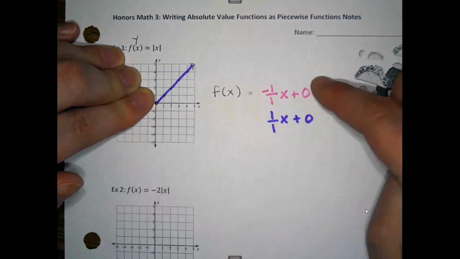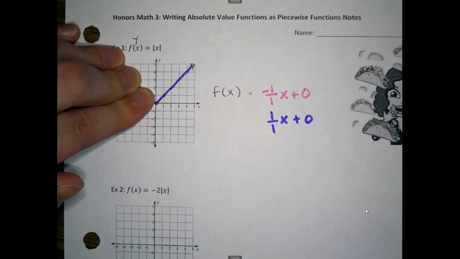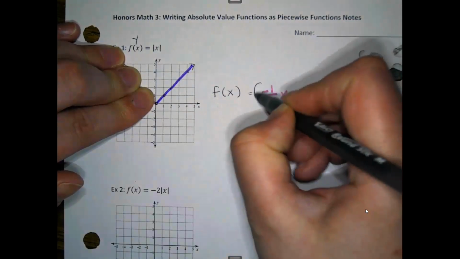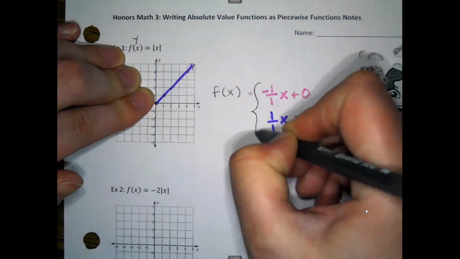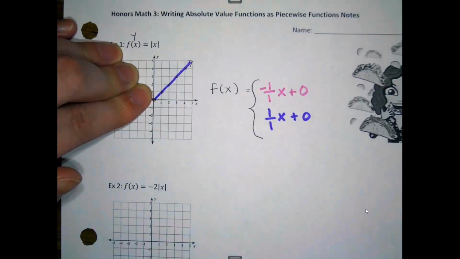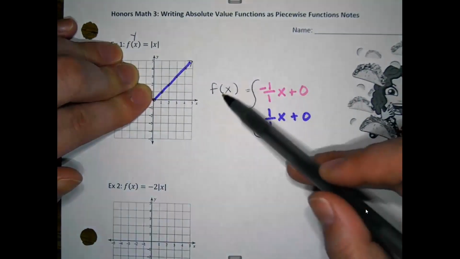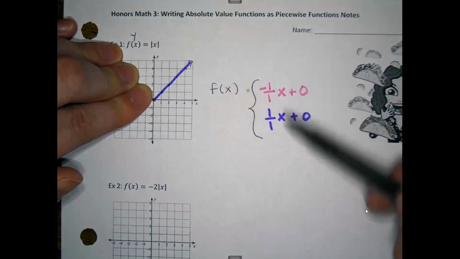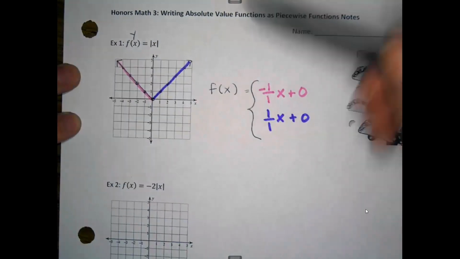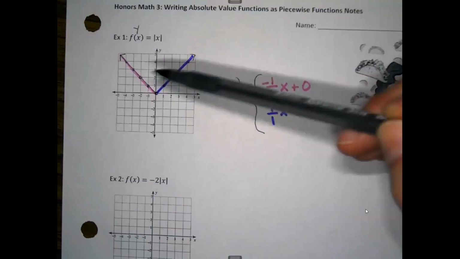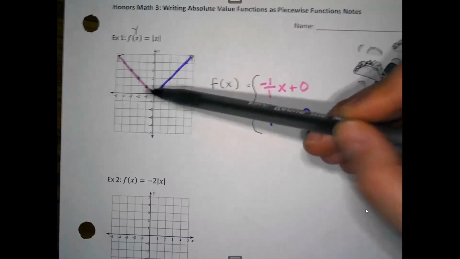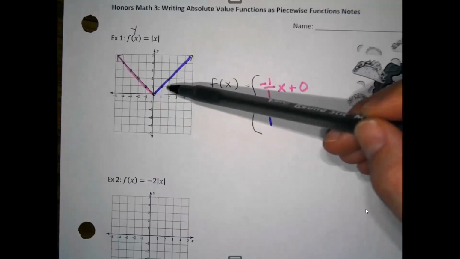Now anytime we do this, we have two pieces to this function. We have the left side and the right side. Anytime we do that, we do this. It's a squiggly bracket. And yes, you have to draw the squiggly bracket. So we're going to say y equals both of these pieces. And what we have to do is figure out when we use the left side and when we use the right side.